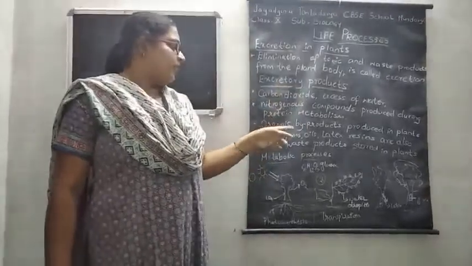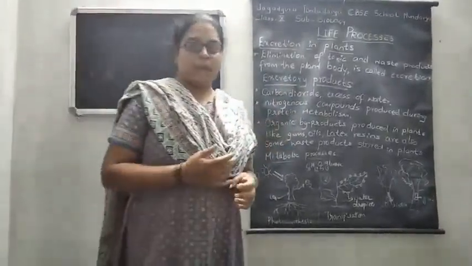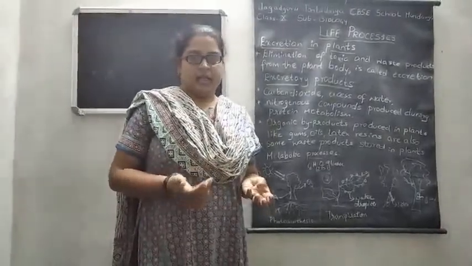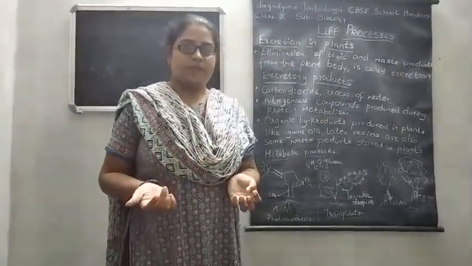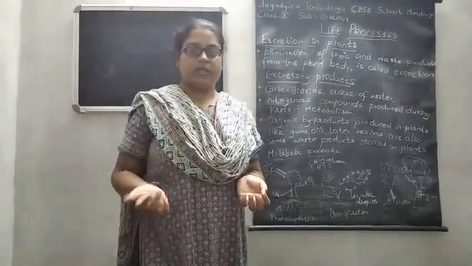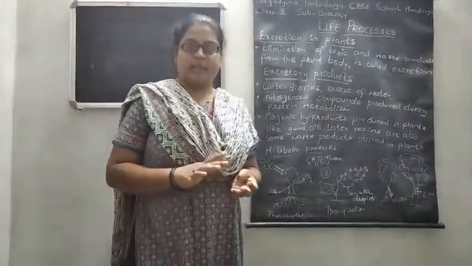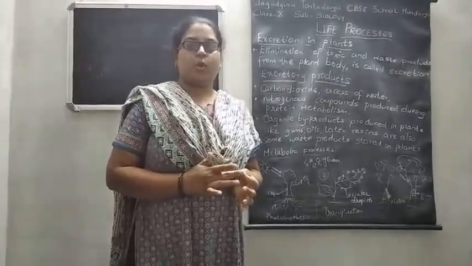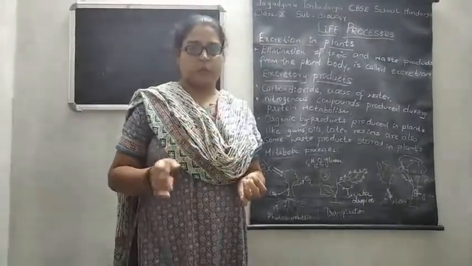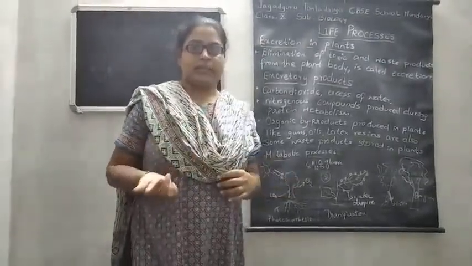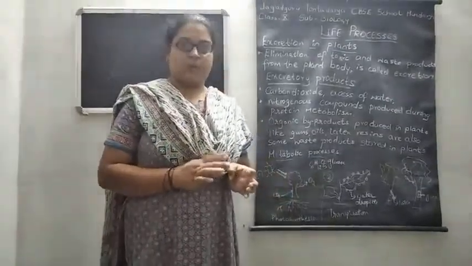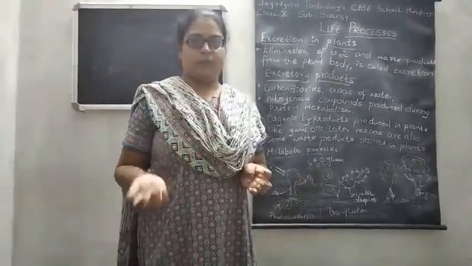Along with this, there are some organic byproducts also. Organic byproducts means some chemicals which are produced inside the plant, but they do not cause any harmful activities in the plant. They are stored inside the plant in the stem, roots, and fruits, as well as on the bark of the tree. Those chemicals are also organic byproducts, and they are considered excretory products. They do not cause any kind of harmful effects.